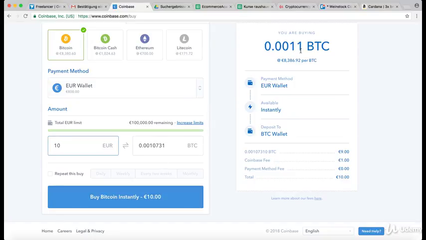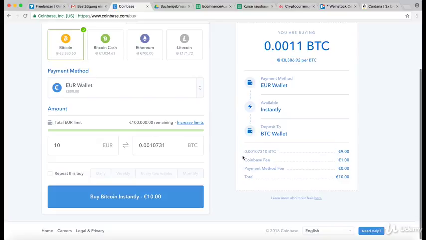So here you have some information about the trade. So as you can see, the price per Bitcoin at the moment is 8,386 euro. In your case, that would stand maybe 10,500 something US dollars. And this is that you know at which price you are buying the Bitcoin.